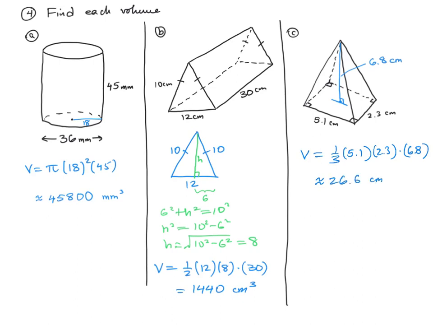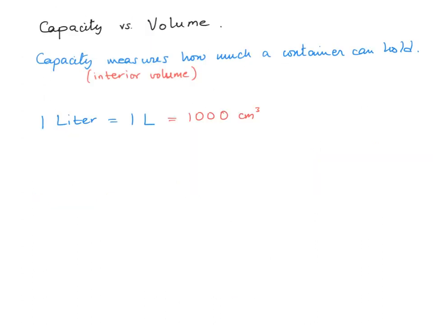26.6 centimeters cubed. So now let's briefly talk about capacity versus volume. Capacity measures how much a container can hold. It basically is the interior volume. The only difference, though, is that we use different units. We say 1 liter for capacity, whereas for volume we would call that 1,000 cubic centimeters. So you need to know this conversion. 1 liter equals 1,000 cubic centimeters.